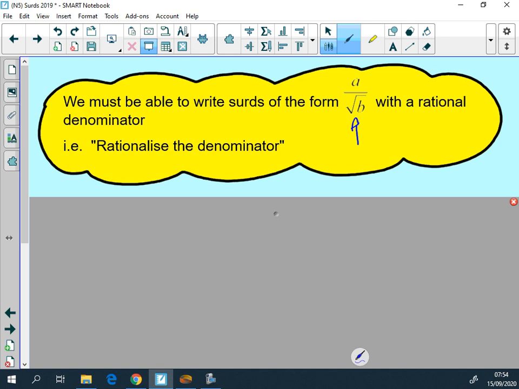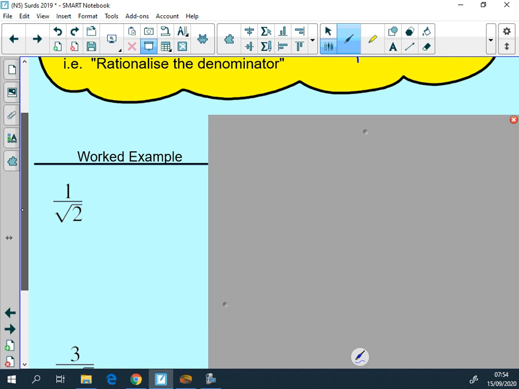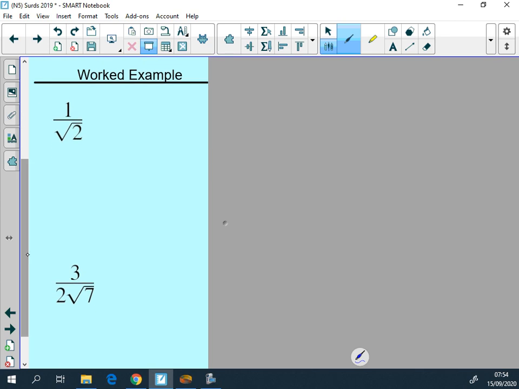So when we're talking about rationalizing the denominator, what we're saying is we want to get rid of that square root from my denominator. So I want to be able to write this where the number that's underneath my fraction doesn't have a square root. That's what we're trying to do just now. Now, to do this, we apply a little trick. Let me take you through a couple of examples.